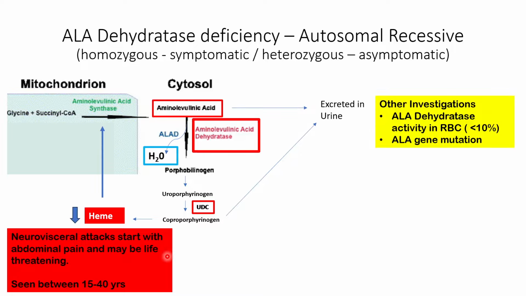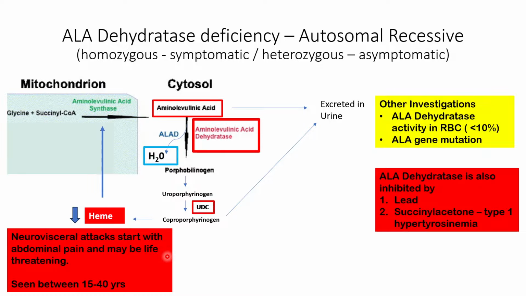So how do we diagnose this? We diagnose this by looking at the ALA dehydratase activity in the RBC. If it is reduced to less than 10%, we are dealing with a possible ALA dehydratase deficiency. Also, we can look for the ALAD gene mutation. These are other investigations which are useful for ALA dehydratase deficiency.